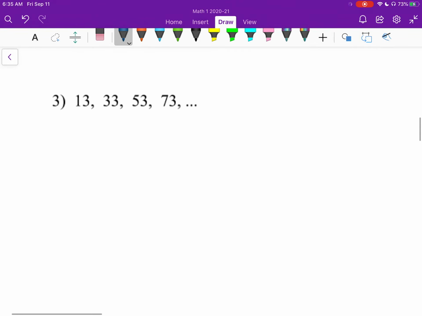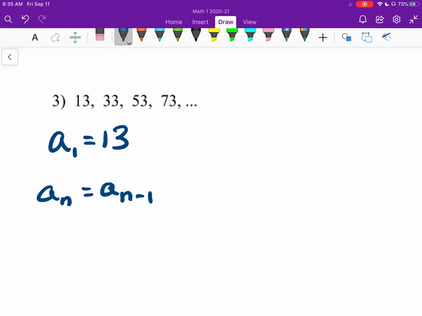And that's it. That's the answer. All right, number 3. Well, a sub 1 is 13. Then we need a sub n. Well, a sub n is equal to a sub n minus 1. And then now we need to find our common difference. To get from 13 to 33, we add 20. And again, 20. And again, 20. So this time we're going to be adding 20 every time.